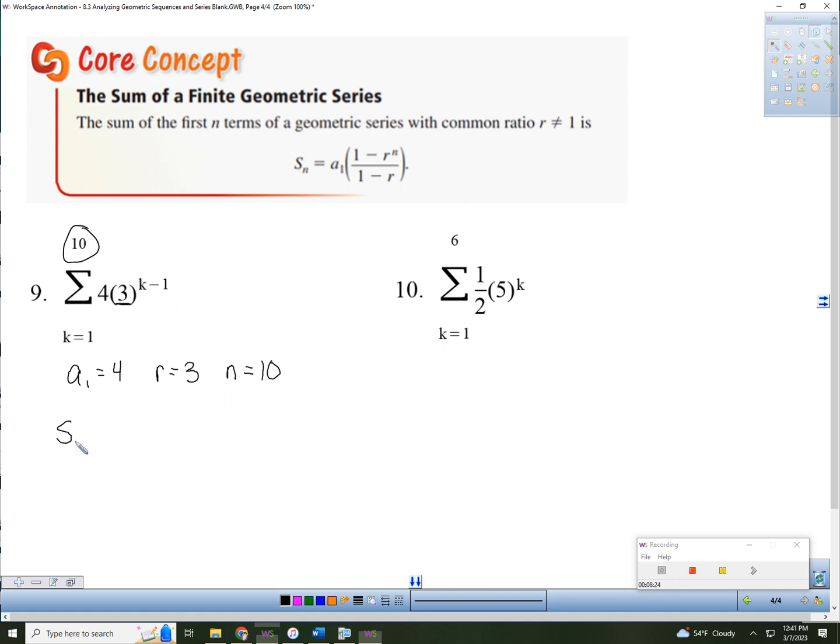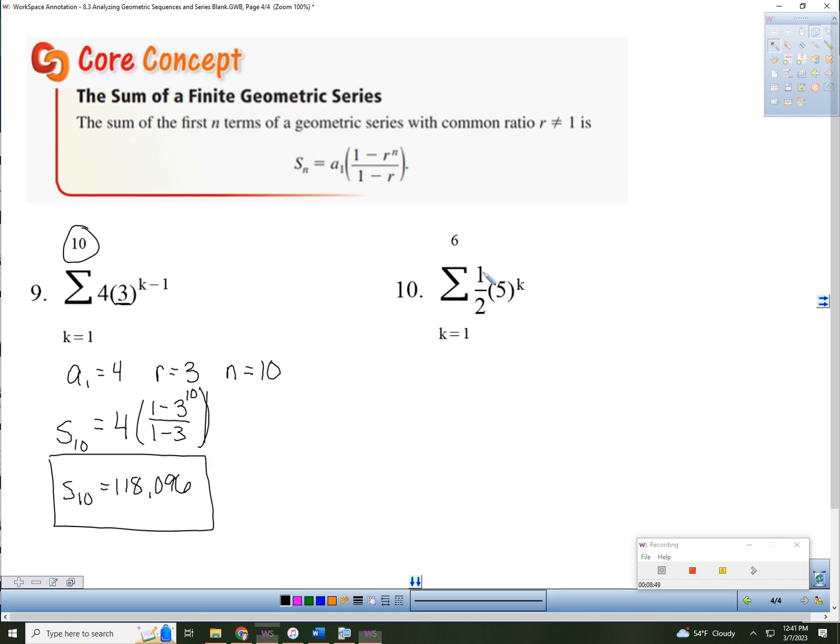So the sum of the first 10 terms is equal to the first term times 1 minus r to the n, which is 10, over 1 minus r. Plug all of that in, and you're going to get 118,096.